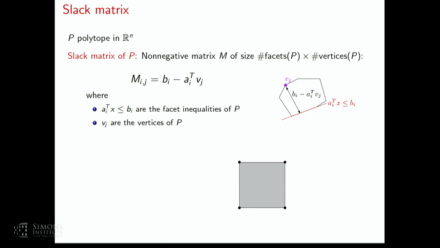Let's give a very concrete example. If I look at the square again, this square has 4 facets and 4 vertices. How do I construct the slack matrix? I look at the first facet, and I evaluate it at the 4 vertices. Say I ordered the vertices in this way. So I'm just going to copy these numbers, 0, 1, 1, 0. And then I look at the other facet, I get 0, 0, 1, 1, etc. So these are just the cyclic permutations of these. Okay, so this is the slack matrix of the square.